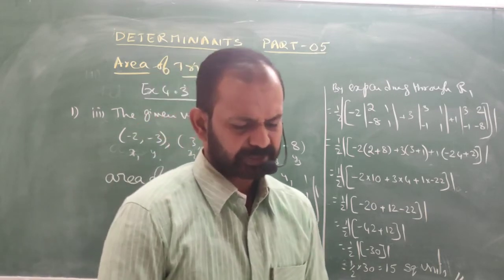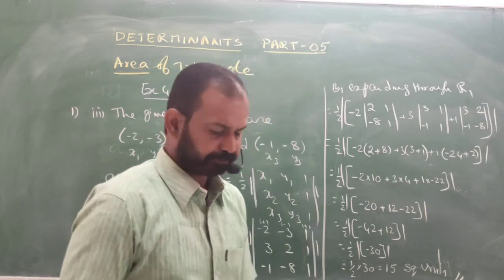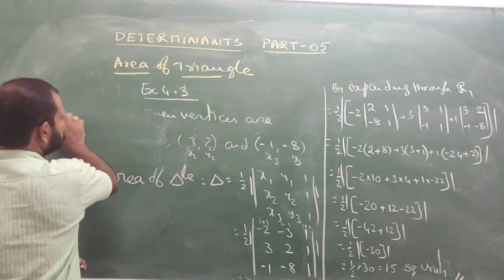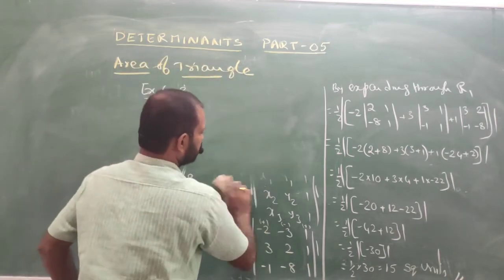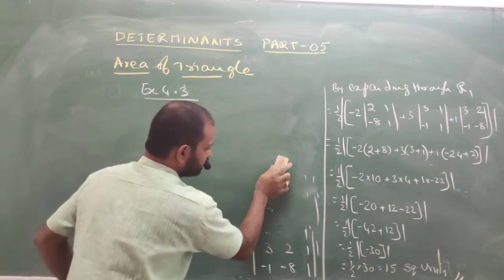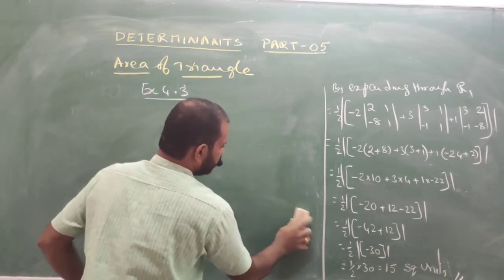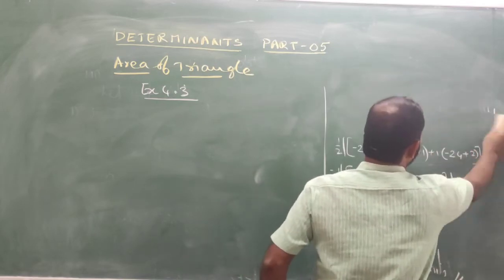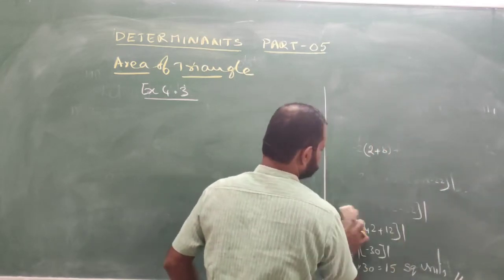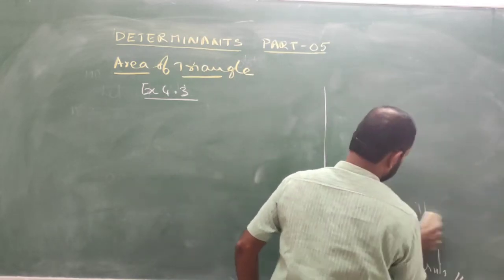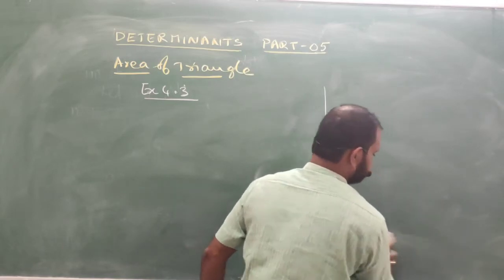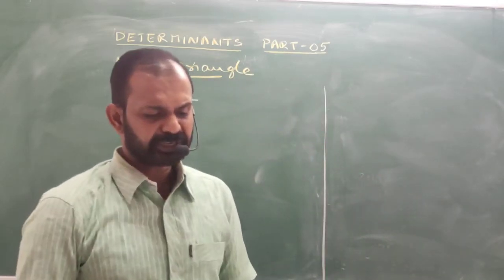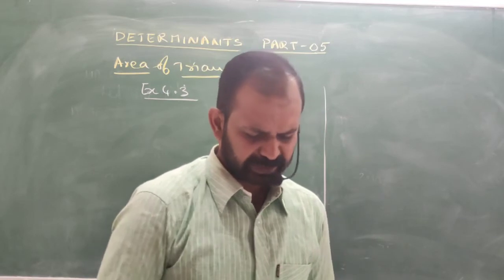Next, let me proceed to the second problem. Show that the points are collinear. So, collinear means what you have to show? You have to show that, according to the third note, the area of the triangle is 0.